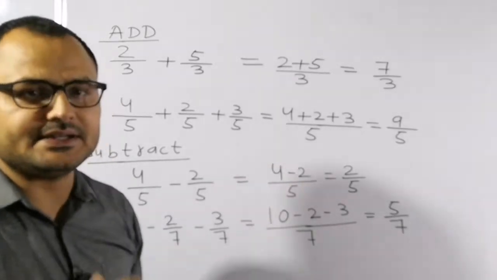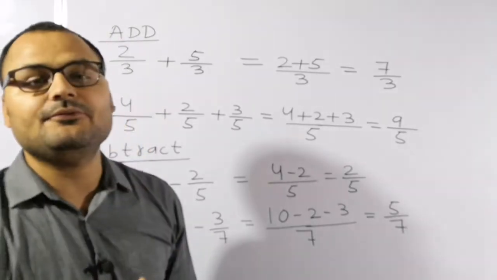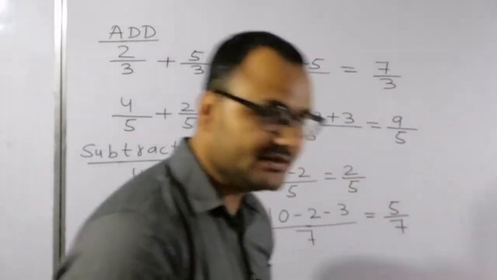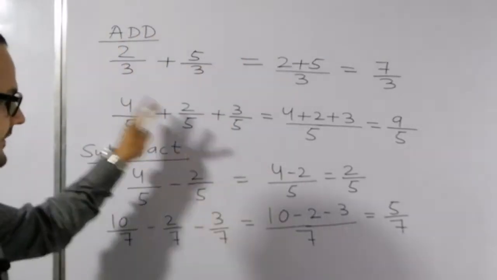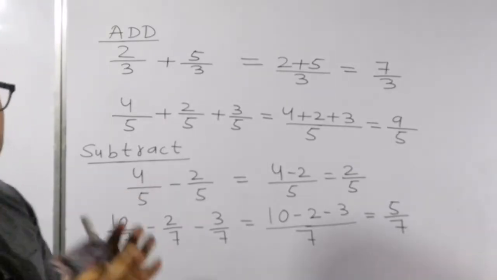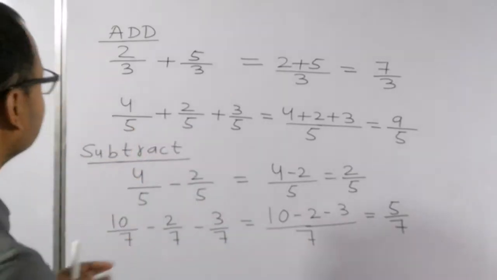This is very, very easy. But if we have unlike fractions, then how do we do addition and how do we do subtraction? We just copy it. I'm going to erase this one. You can pause the video and you can copy.